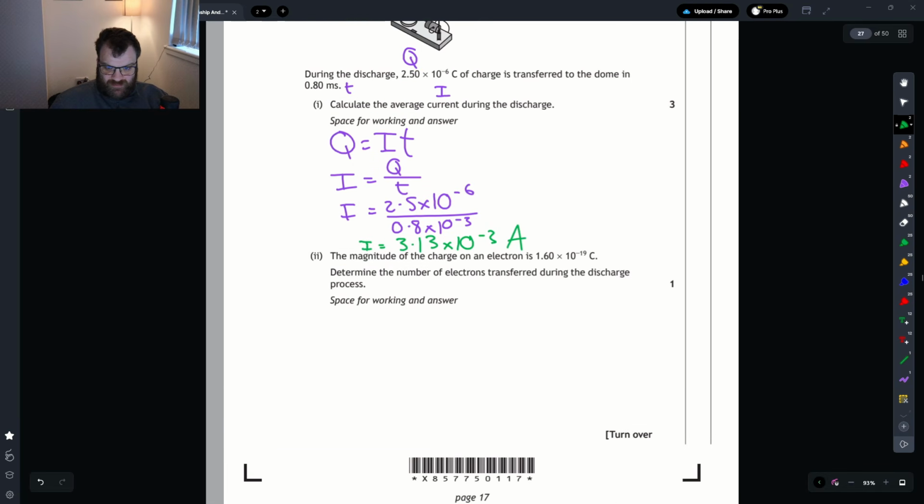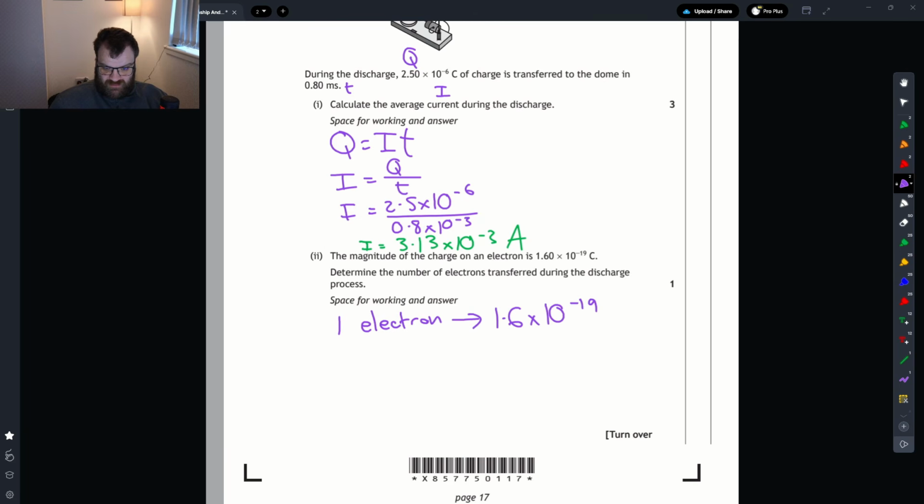We're then asked about the number of electrons transferred during this discharge process. Okay, so it tells us that 1 electron is 1.6 times 10 to the minus 19.